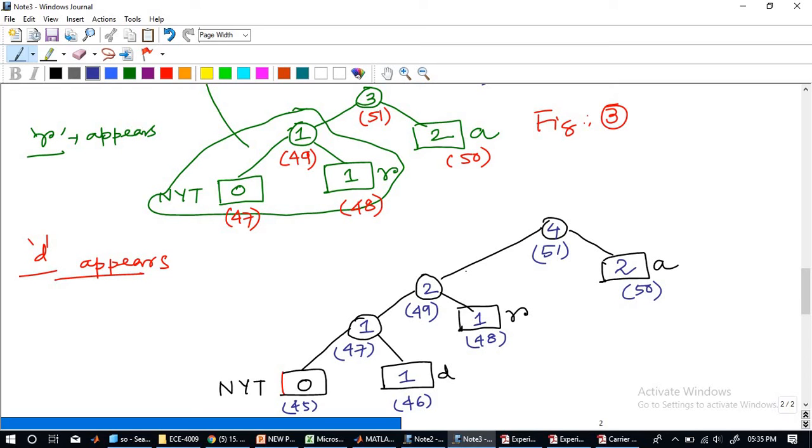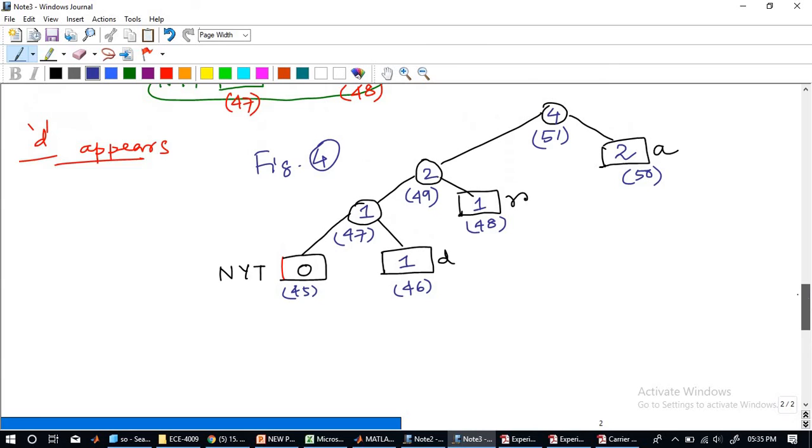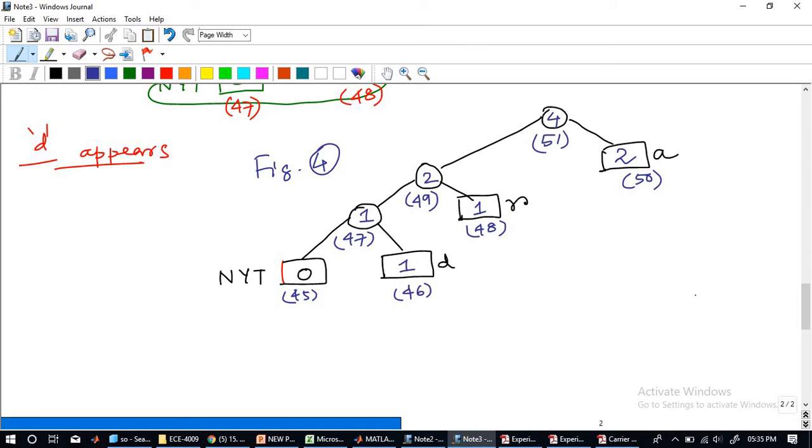Can anyone tell me what happens to the tree configuration when V comes in as the next element? We'll write this as figure 4, and I'll go down. Figure 4. How can you modify it?